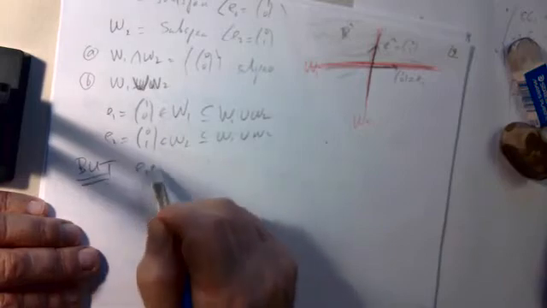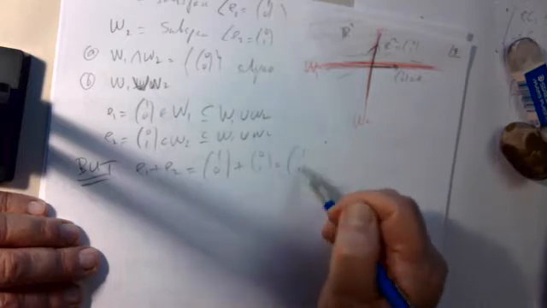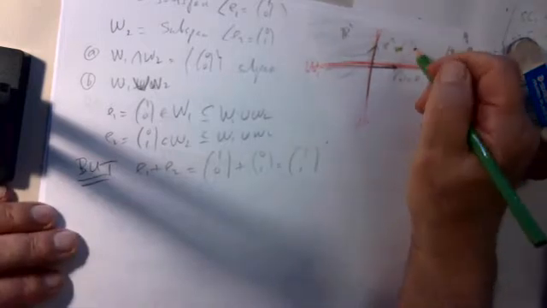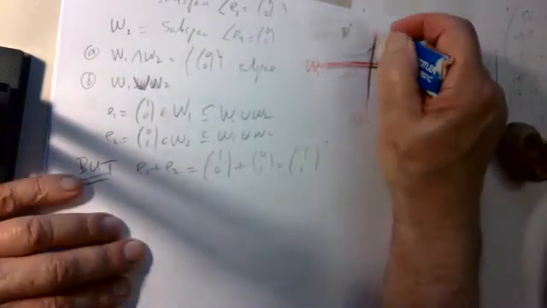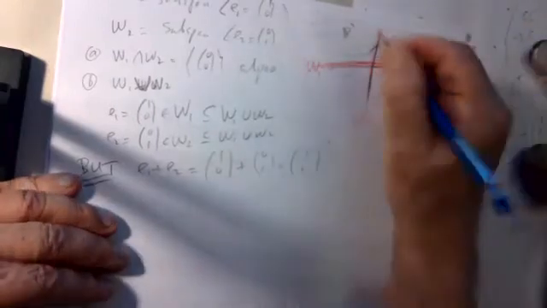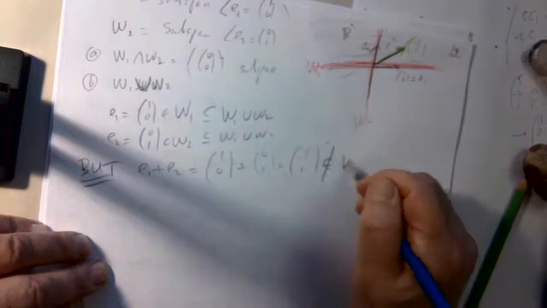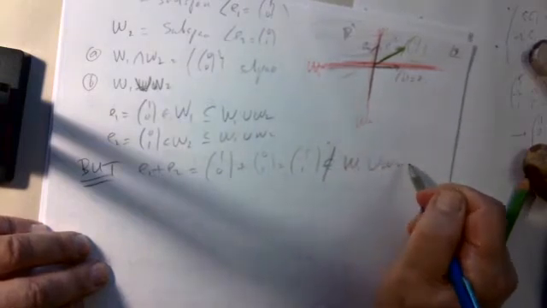But E1 plus E2, when you add these vectors, you get the vector (1, 1). The vector (1, 1) is over there. This is E2. That's the vector (1, 1). That's not on the x-axis. It's not on the y-axis. So this is not in W1 union W2.